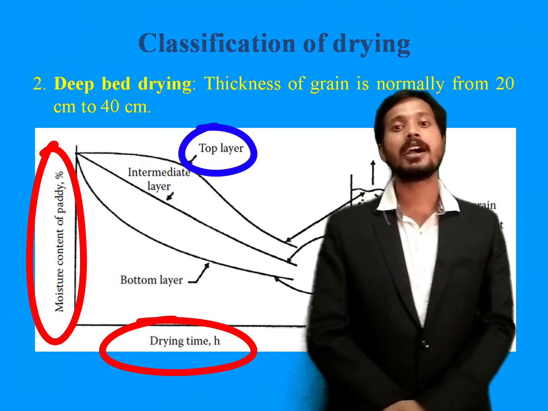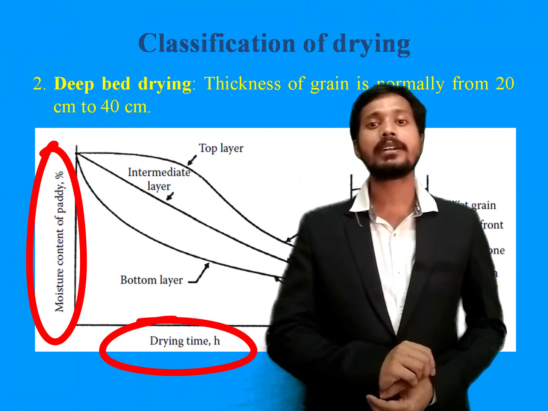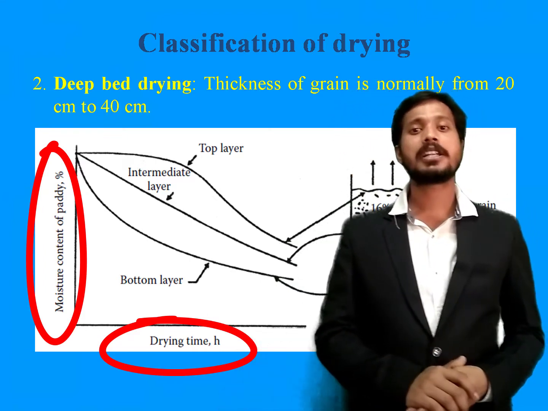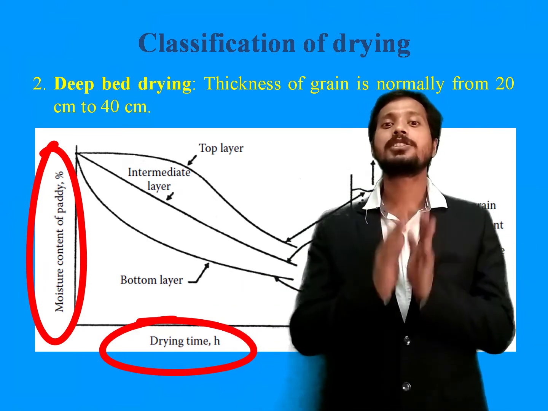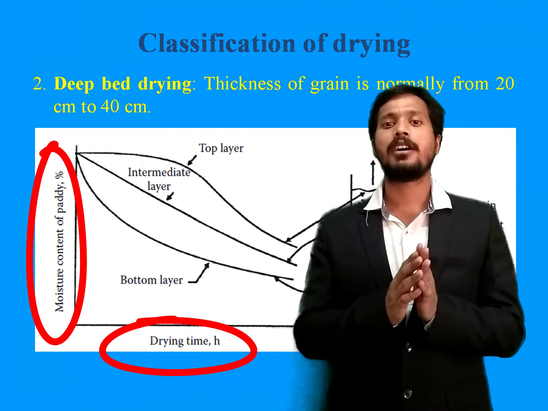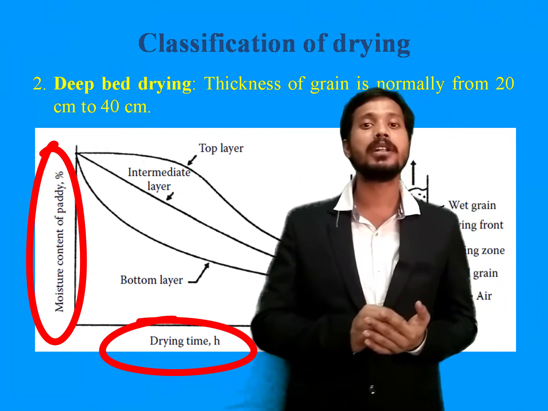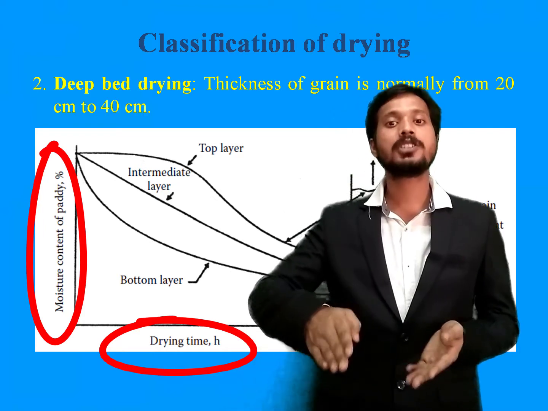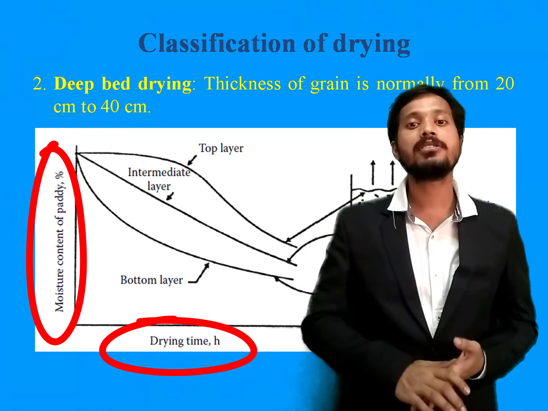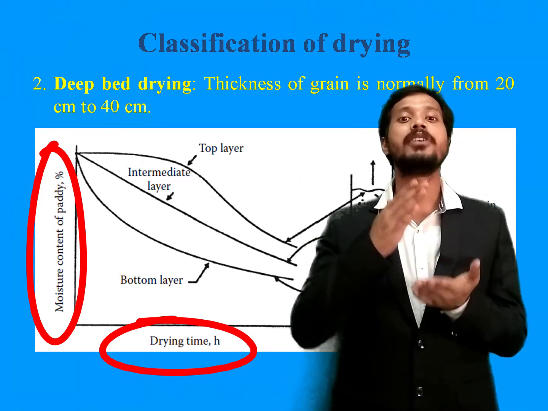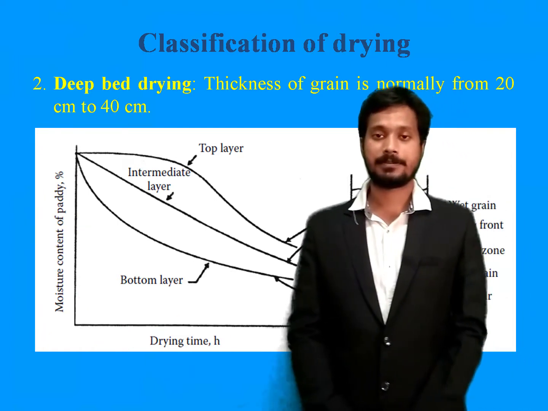In the bottom layer, you have seen that the drying is much more efficient, because the temperature of the hot air is very high, or the air is not that much humidified. That's why the drying is very efficient, and the moisture content in the bottom layer should be very low, because drying is very sufficient. And if you go to the top layer, the moisture content will be very high compared to the bottom layer. Okay, so this is the difference.